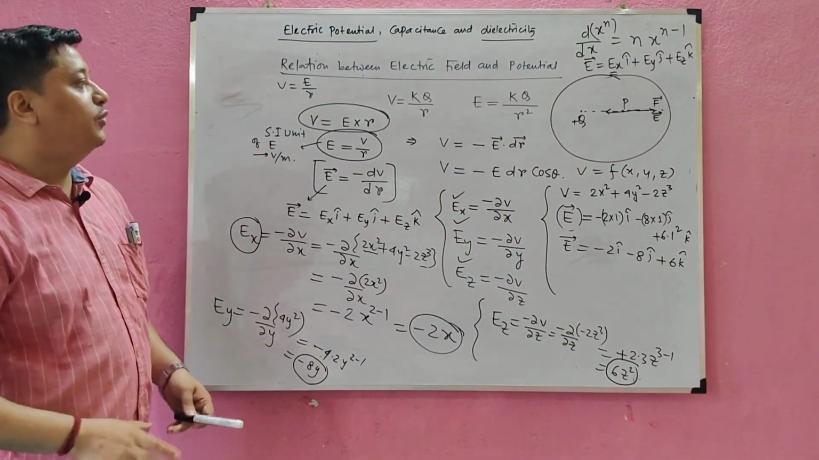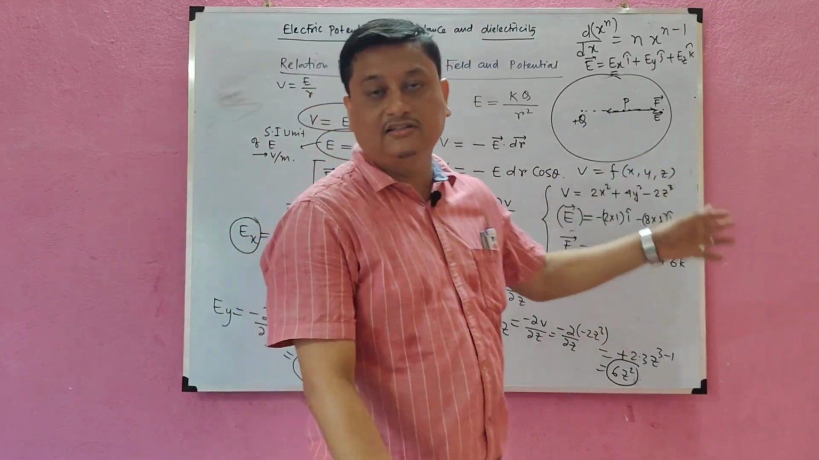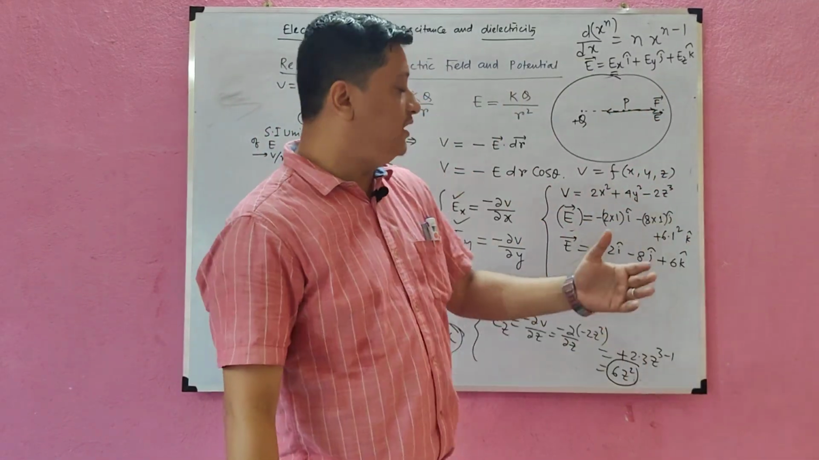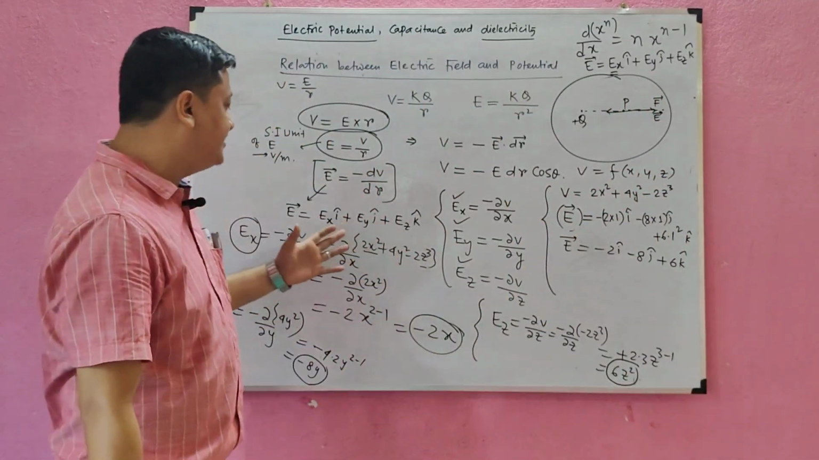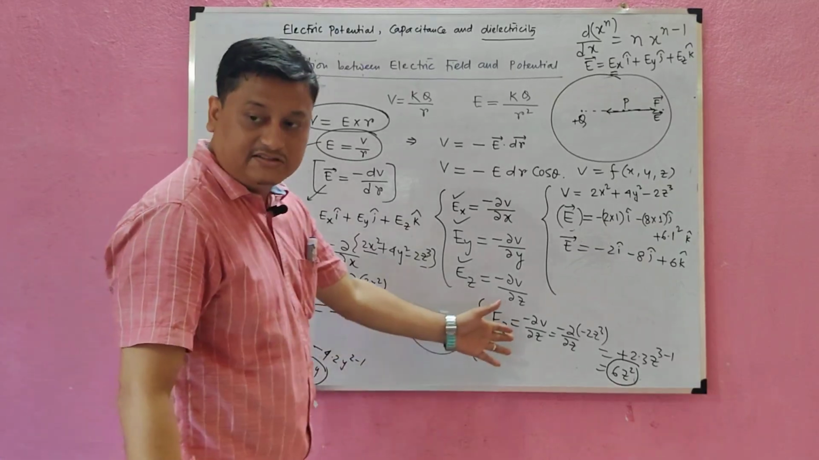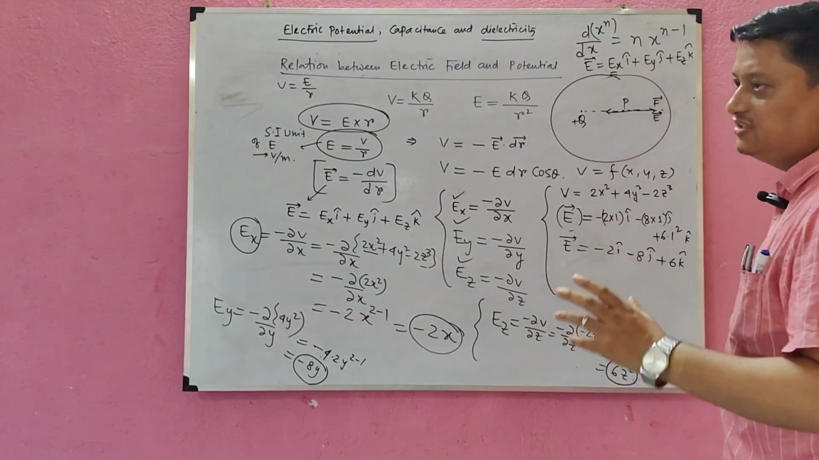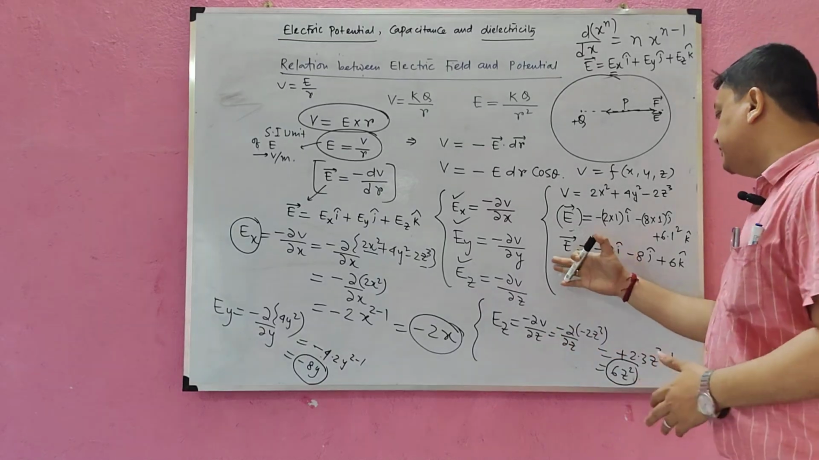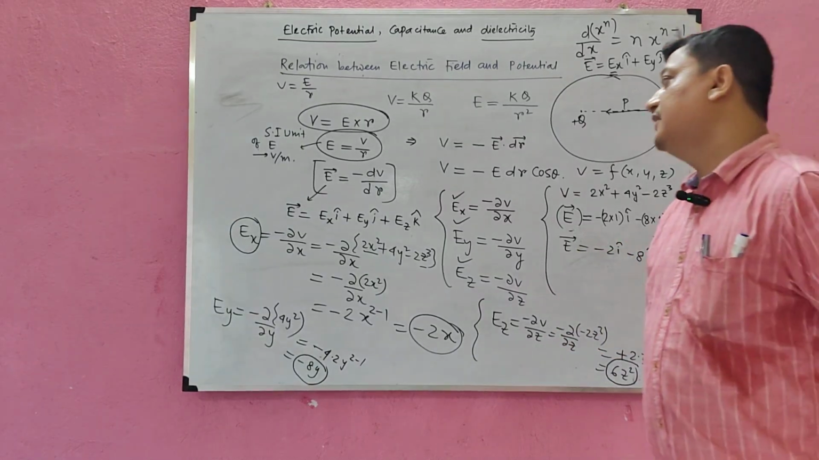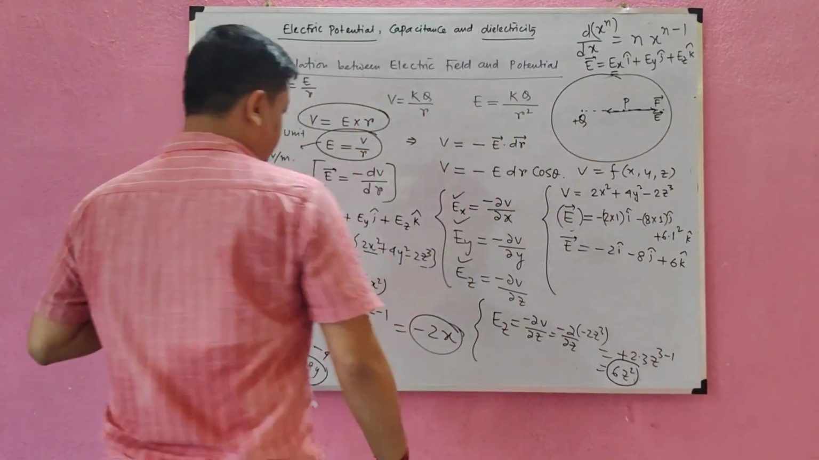Okay. So when potential is given in such a way as a function of x, y, z, then we can easily find out the value of Ex, Ey, Ez by doing this partial derivative, and after that put the value of x and y and z. Then we get the expression of this electric field. Okay.